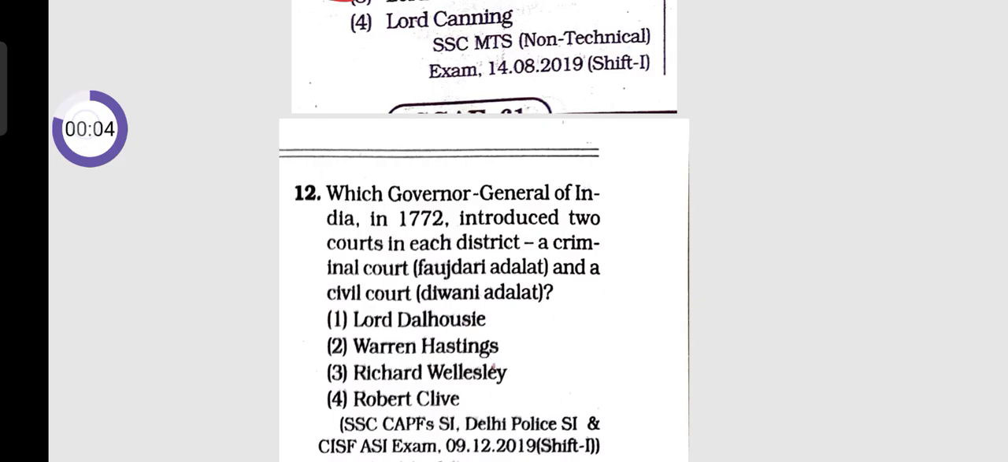Option 1, Lord Dalhousie. Option 2, Warren Hastings. Option 3, Richard Wellesley. Option 4, Robert Clive. So the answer is option 2, Warren Hastings.